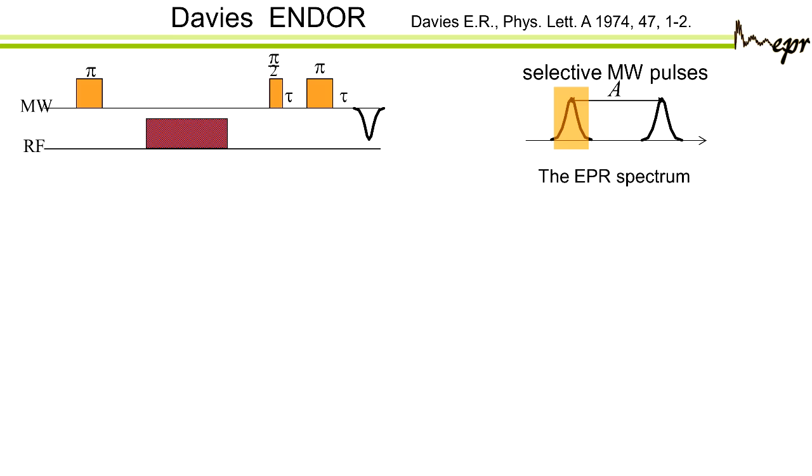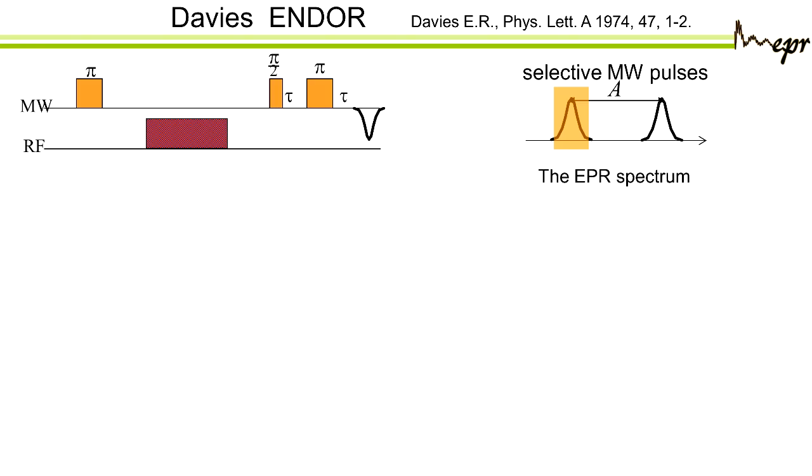So let's introduce the first sequence, and the first sequence is called Davies ENDOR, and you see, it's really old, from 1974. Now, on the right, we have our EPR spectrum, right? We have a doublet, so we forget the powder pattern now, and we have two lines. And now we come with the pi pulse with the microwave, and we invert this particular line, so we are watching this line all the time. Then we come with an RF pulse, that is a pi pulse, and then we detect.